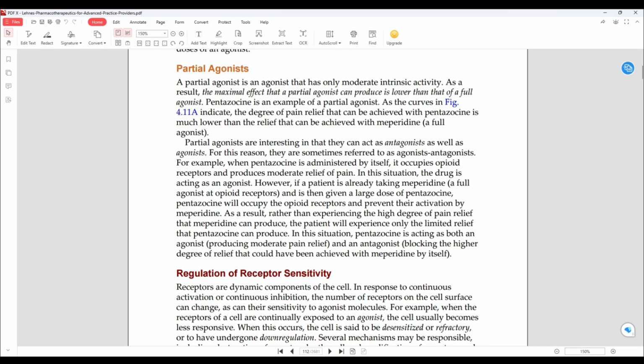For example, when pentazocine is administered by itself, it occupies opioid receptors and produces moderate relief of pain. In this situation, the drug is acting as an agonist. However, if a patient is already taking meperidine and is then given a large dose of pentazocine, pentazocine will occupy the opioid receptors and prevent their activation by meperidine. As a result, rather than experiencing the high degree of pain relief that meperidine can produce, the patient will experience only the limited relief that pentazocine can produce. In this situation, pentazocine is acting as both an agonist and an antagonist.